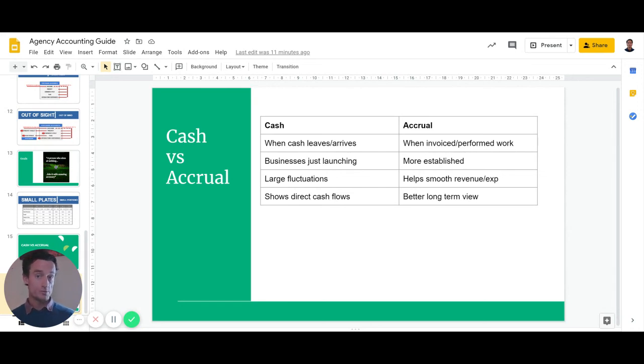So industry best practice is accrual, cash usually for people just getting started. And when you run a profit and loss in Xero, you can toggle between cash and accrual reporting in the little options pane. So you can actually toggle between them. So run that in your Xero and have a look and see what the differences are between that.